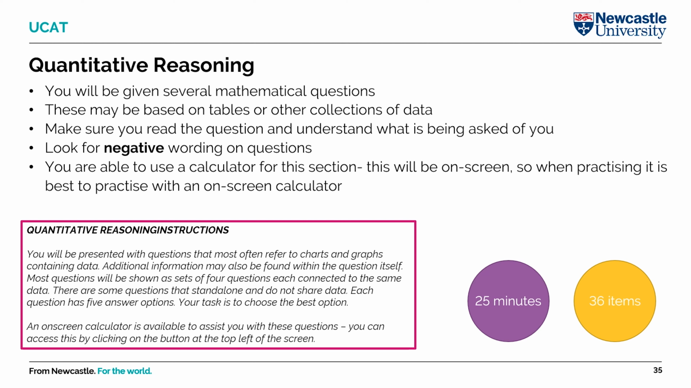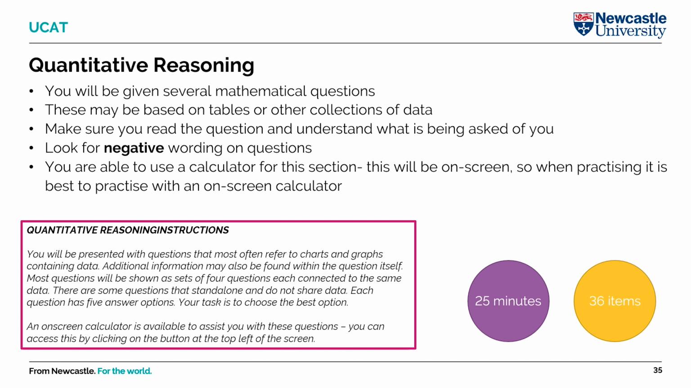So the quantitative reasoning instructions: you will be presented with questions that most often refer to charts and graphs containing data. Additional information may also be found within the question itself. Most questions will be shown as sets of 4 questions, each connected to the same data. There are some questions that are standalone and do not share data. Each question has 5 answer options. Your task is to choose the best option.